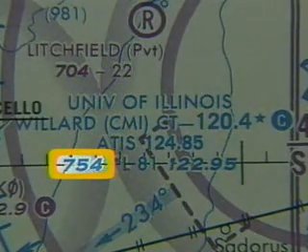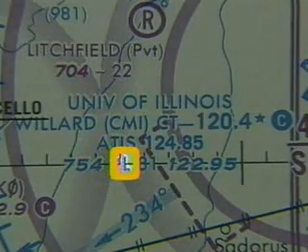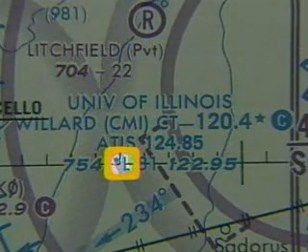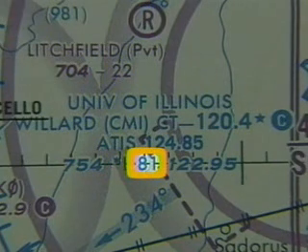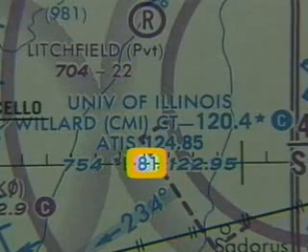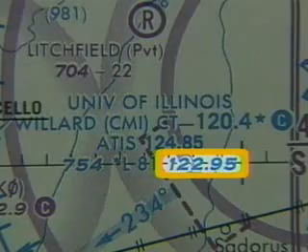754 is the elevation of the airport in feet. The L indicates runway lighting, and the star tells you that lighting limitations exist. In this case, you should refer to the Airport Facility Directory for more information. The next number, 81, is the length of the longest runway in hundreds of feet. Here, the longest runway is 8,100 feet. However, the usable length may be less. 122.95 is the Unicom frequency.